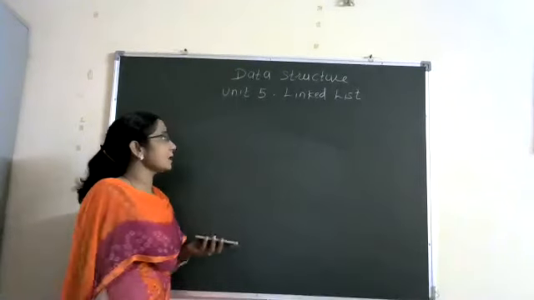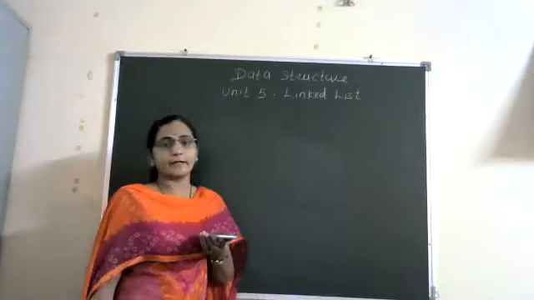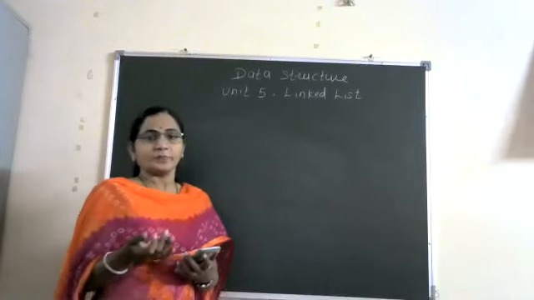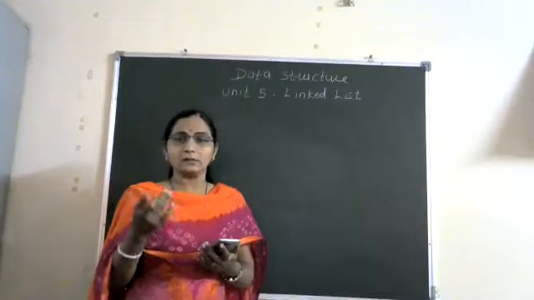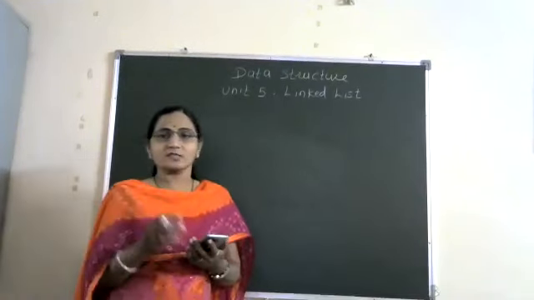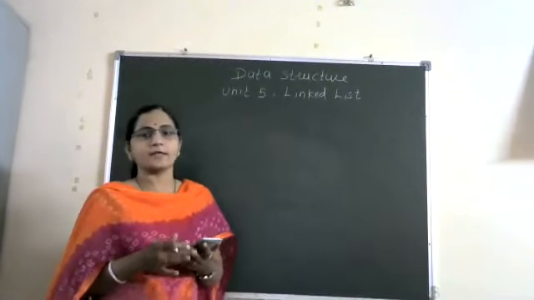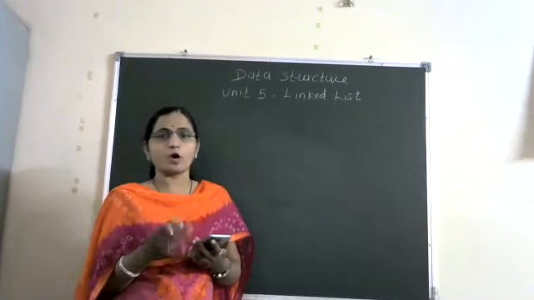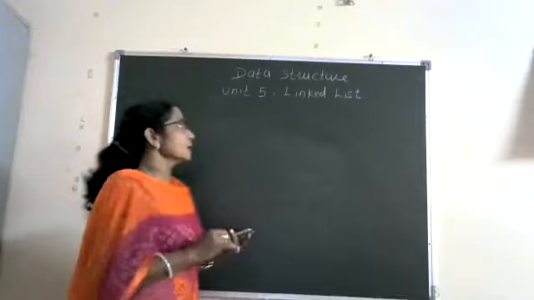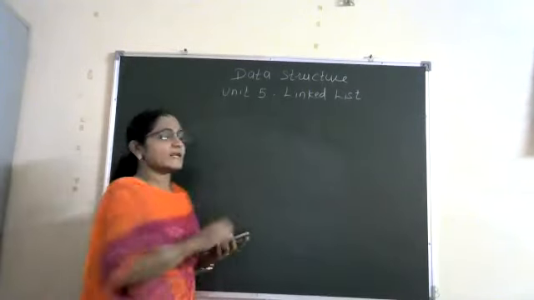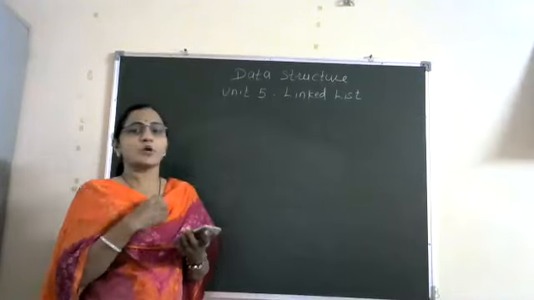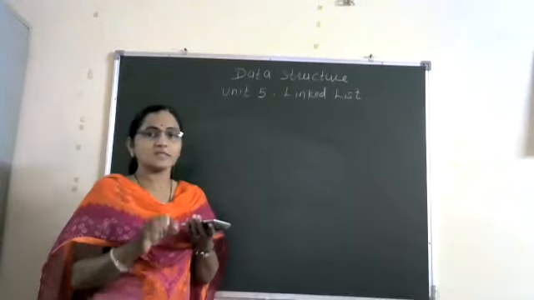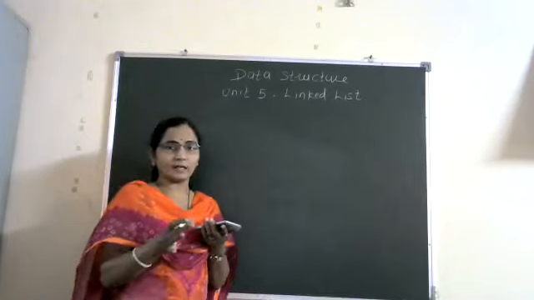So today we start the new data structure, that is linked list. We have already seen the other data structures: array, stack, queue, and the last data structure of this semester is the linked list. This unit 5 is the last unit of your syllabus. As it is a data structure, first of all, you have to understand what we mean by the linked list. What is the definition of linked list?